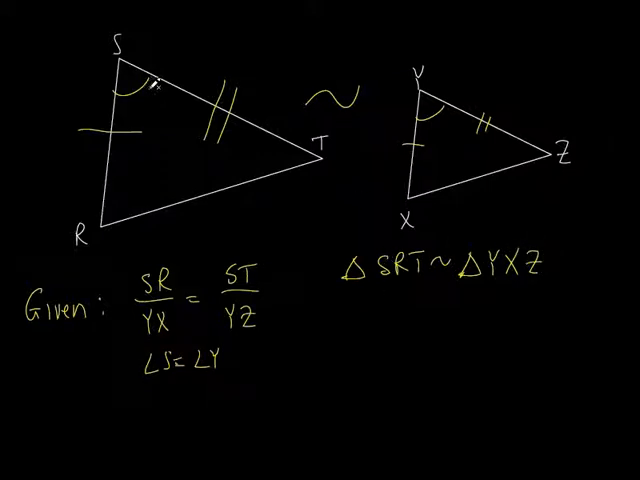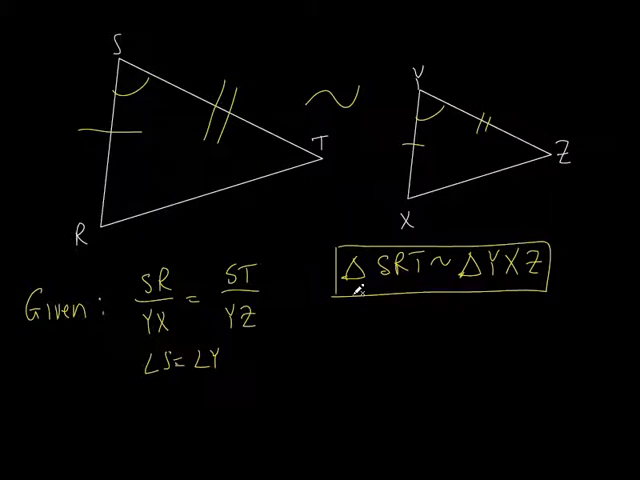S and Y go together because they both have an angle equal to each other. R and X go together because R is opposite the two tick marks, and X is opposite the two tick marks right there. T and Z go together because T is opposite the one tick mark and Z is opposite the one tick mark. So you can see why they would be matching up like that. They would be corresponding to each other. That's my similarity statement. Remember that? Make sure you're able to do that every single time.